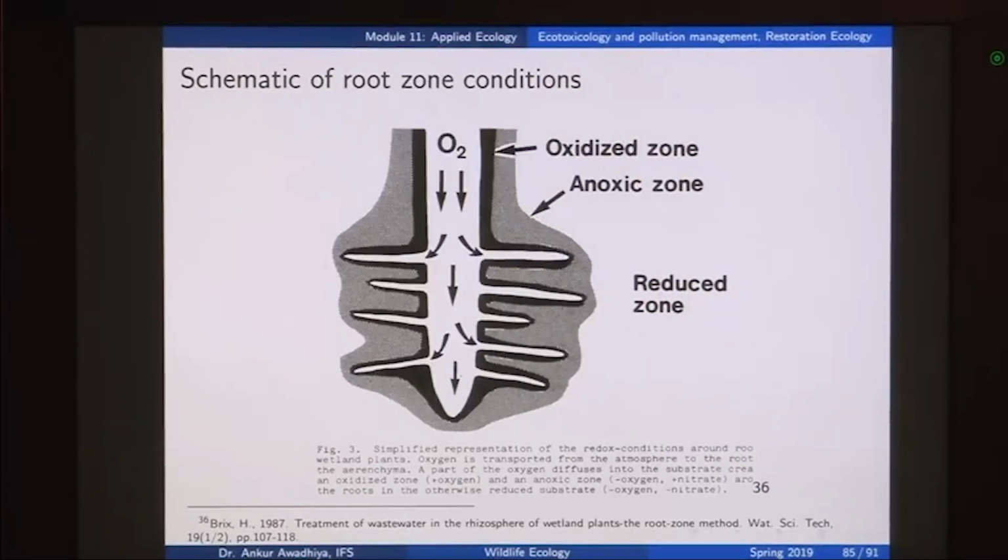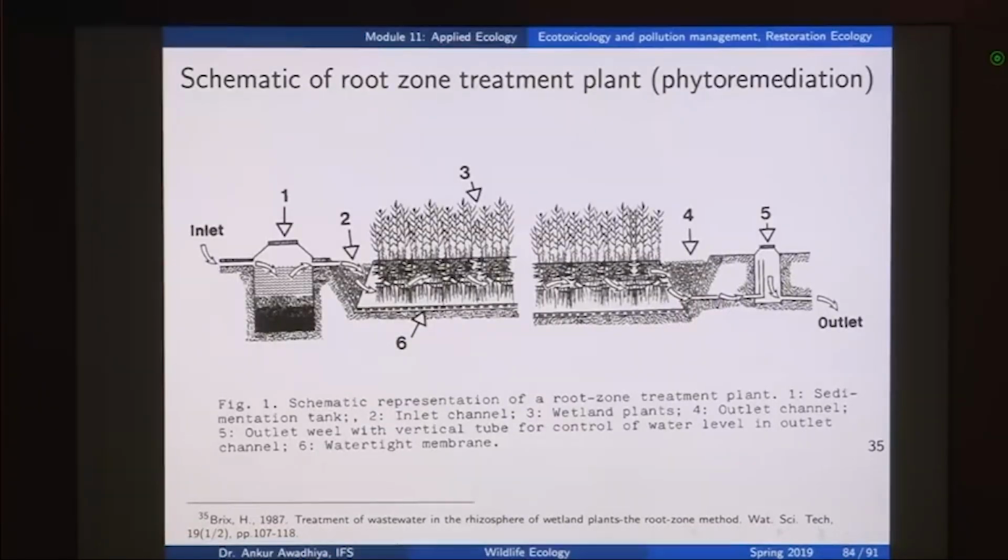Whatever chemicals are there will be acted upon; they will either be oxidized or reduced. Plus, there will be a heavy amount of microorganisms growing in this area, because the roots are providing shelter to the microorganisms, and the sewage water brings in a number of organic chemicals that these microorganisms can use for food. So, in a concentrated manner you are performing a treatment of the sewage water.